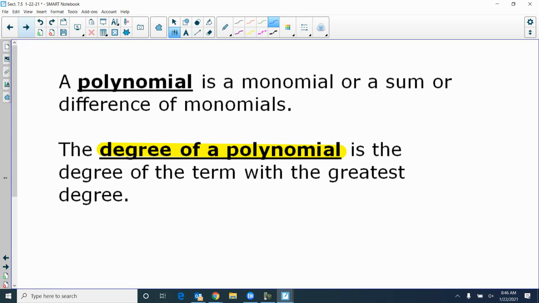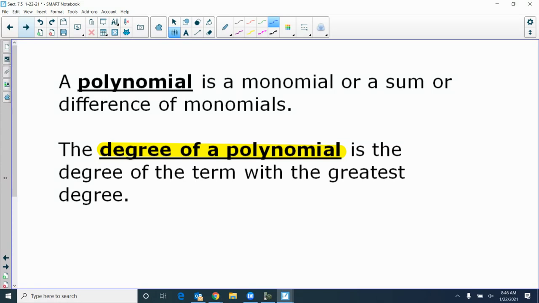a polynomial. There's 2 degrees. Polynomial. There's 2. There's 1. Monomial is 1. Poly means many. A polynomial is a monomial or a sum or difference of monomials. Now, this always throws people off. We'll have to hit it pretty good here. But the degree of a polynomial is the degree of the term with the greatest degree. And I'll have to explain that as we go through there.